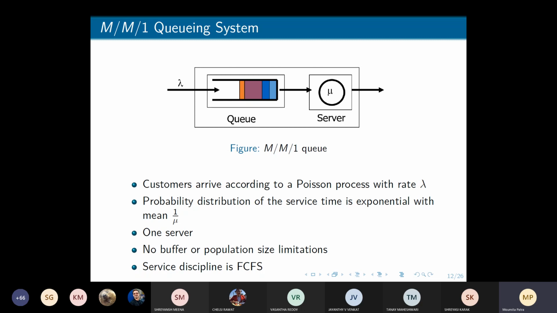Now I will get into this proof. Customers arrive according to a Poisson process with rate lambda. The probability distribution of the service time is exponential with mean 1 upon mu. Mu is the rate of service. We have only one server. There is no buffer or population size limitation, as I mentioned earlier, and the service discipline is FCFS. So this is all the information that is given to you.